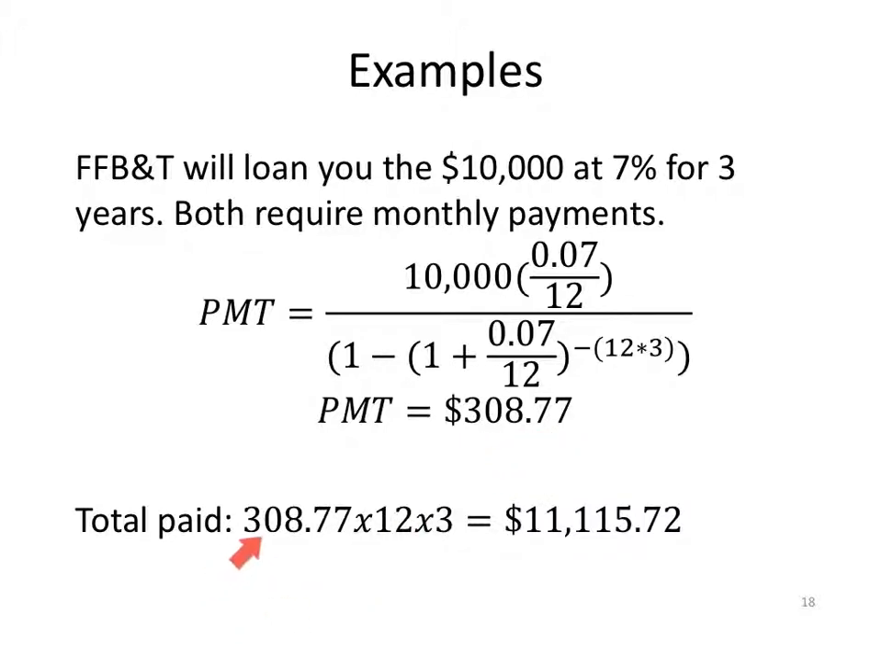But if I pay $308.77 every month for 3 years, I end up paying back $11,115.72. All right, a little over the $10,000, but that's what happens when you need a loan.